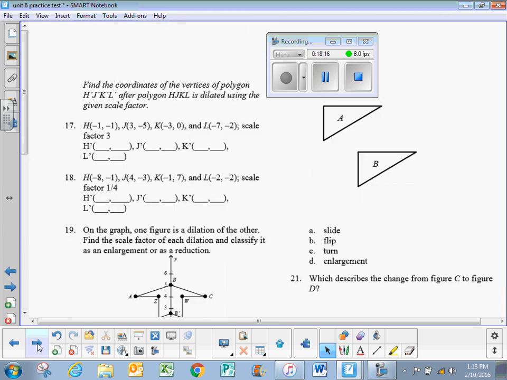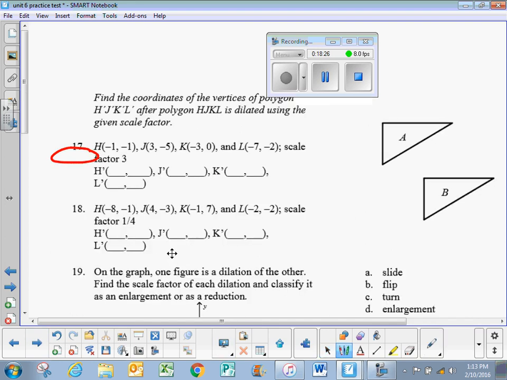Okay, now, this is just reiterating that we can multiply the scale factor by our points and get our new points. So this is really a pretty quick and easy one here. So we could do 3 times each of these, so it'd be -3, -3, 9, -15, -9, 0, -21, and -6.